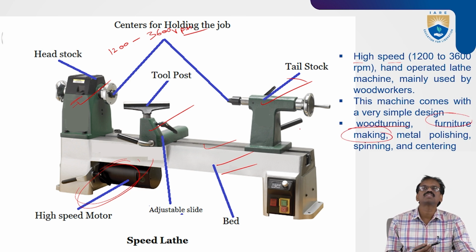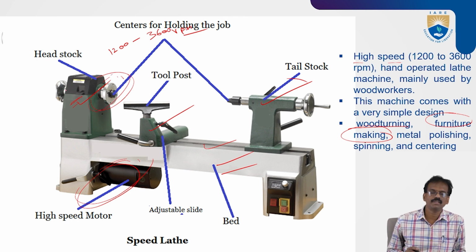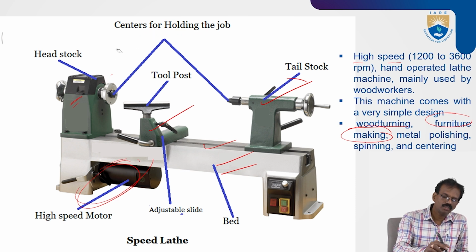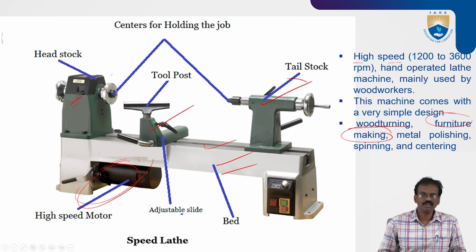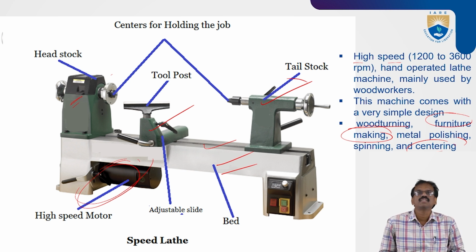Next, metal polishing and spinning by using this headstock. By using this spindle, you can attach a polishing head and perform polishing operations also. Next, spinning and centering also. So for these purposes, this type of lathe will be used.